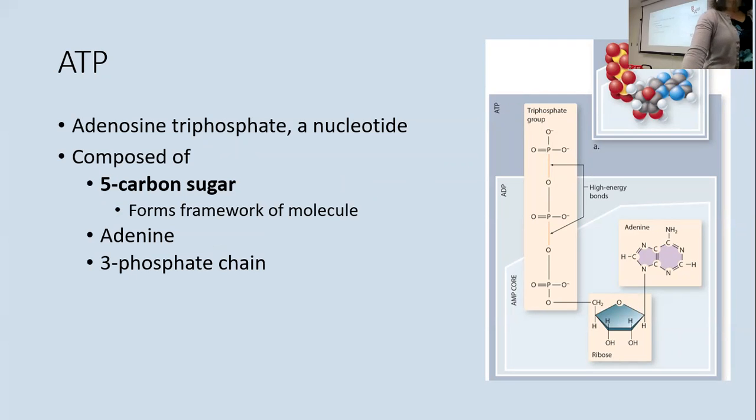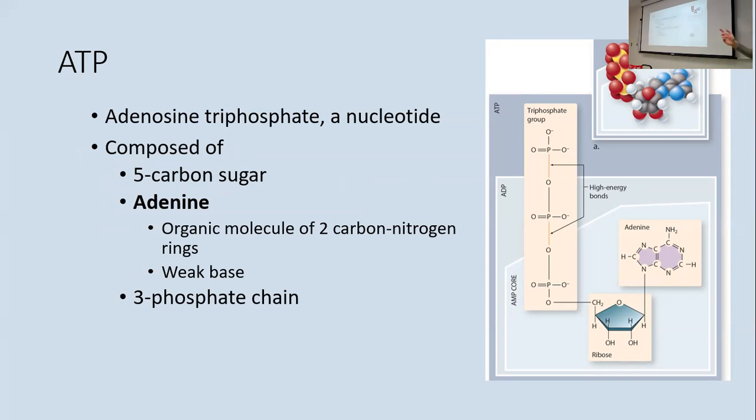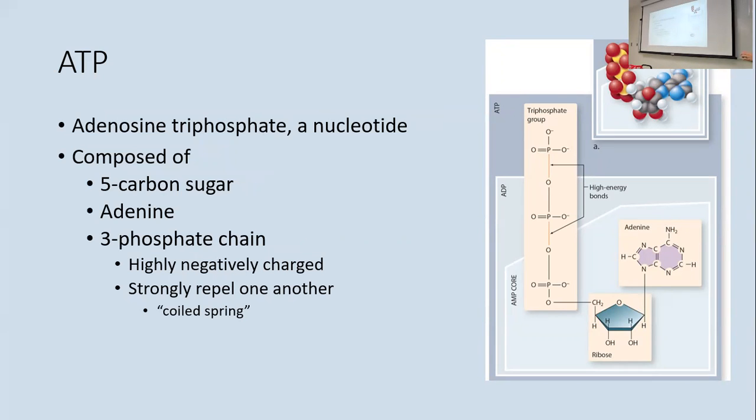Not critical in the sense that it's needed structurally, but it's not super active. Neither is the adenine. The adenine is an organic molecule, two carbon-nitrogen rings. It's just a weak base. But the part that we're really concerned with, the part that will be doing things that we're paying attention to in the ATP, is that phosphate chain. So we've got this sugar, we've got this adenine, and then this phosphate chain. And this 3-phosphate chain is highly, highly negatively charged.